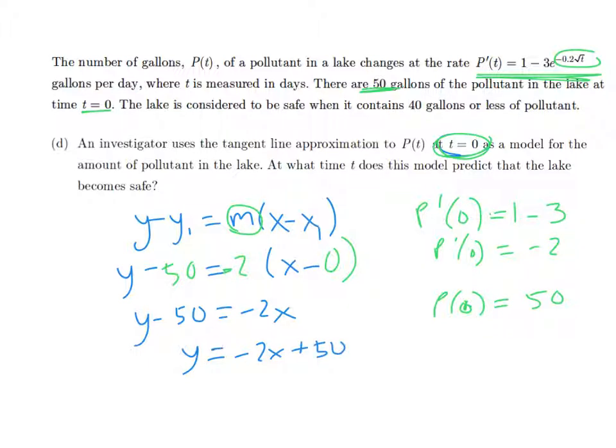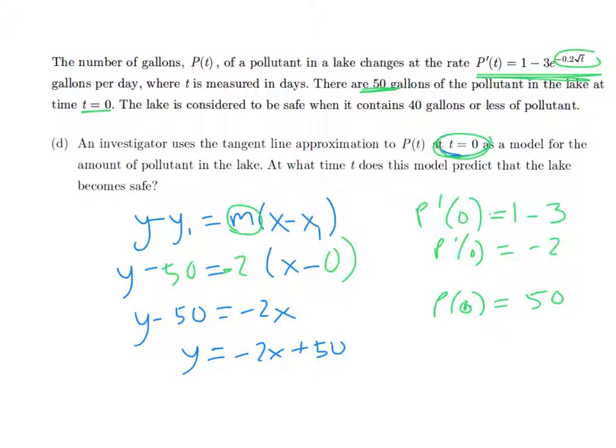So I know I tell you a lot of times not to solve for y, which you really don't have to, but for the follow-up part, it's going to look better to you if you do. It's doable without it, but it is going to look better because they say at what time t does this model predict that the lake becomes safe? So you're looking for a t, which is my x, my independent variable. You can change it out for t if you want.